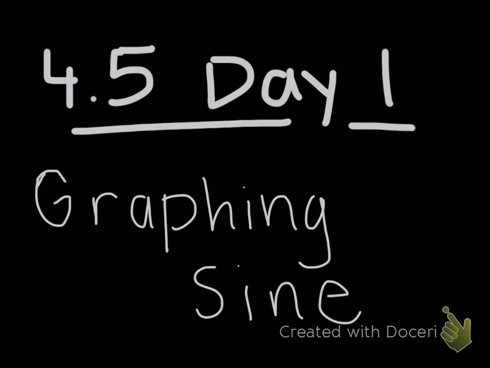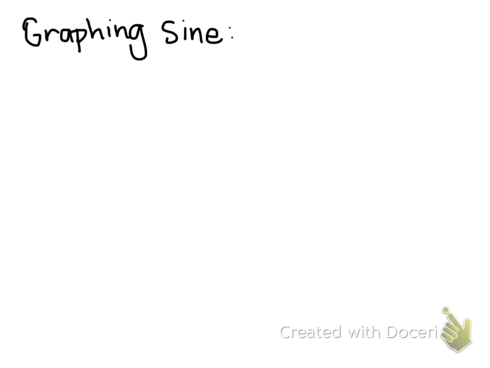Today we're doing section 4.5 day 1, and we're going to get into the basics of graphing, and we're going to be focusing specifically on the sine wave today. So for graphing sine, the basic equation looks like this: y equals a times sine of the quantity bx minus c, plus d.